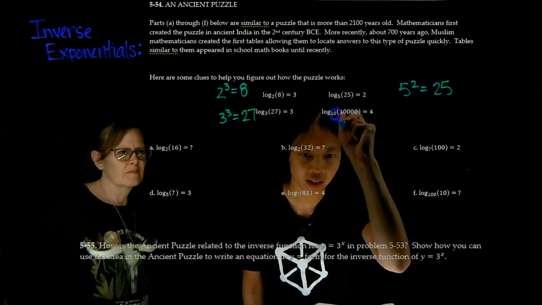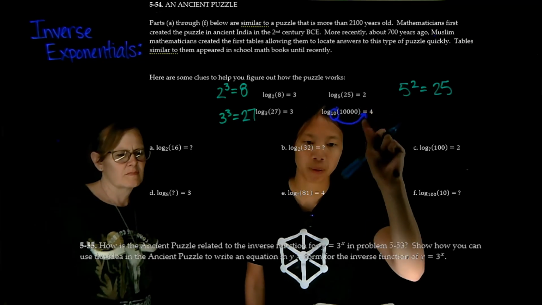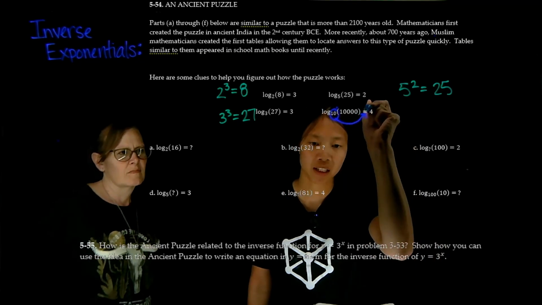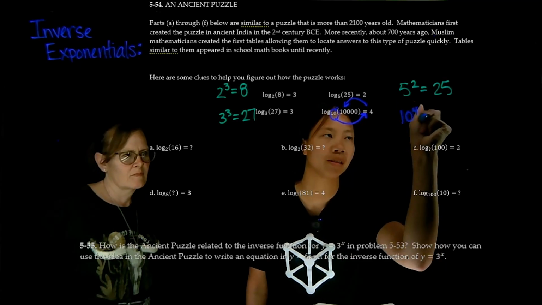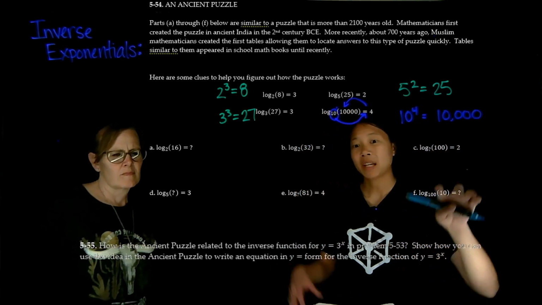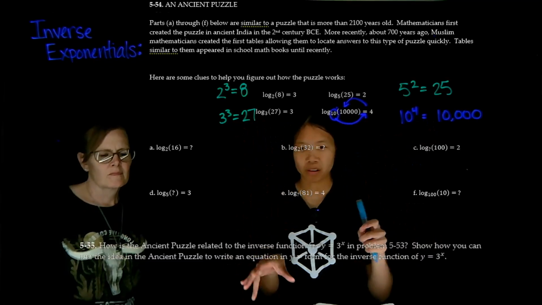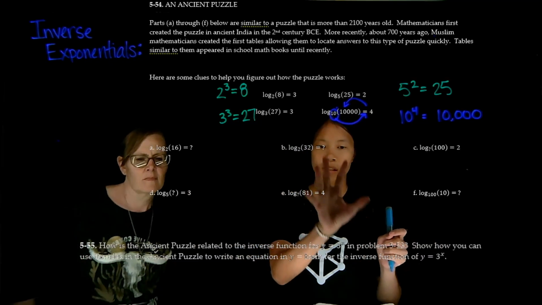So I take my 10, I raise it to whatever power my log is equal to, and then that equals my value on the inside. Here we would say 10 to the 4th is the same as 10,000. Now that we kind of know this pattern with this ancient puzzle, let's see if we can fill in some of these missing things here.